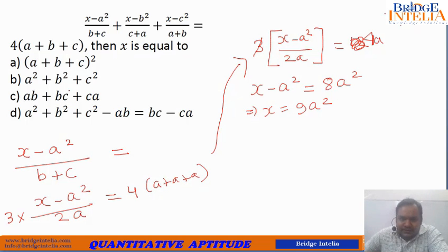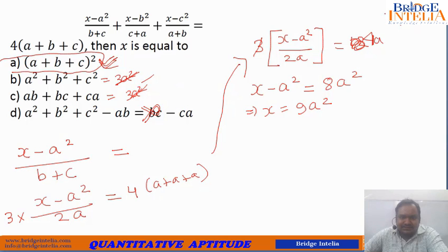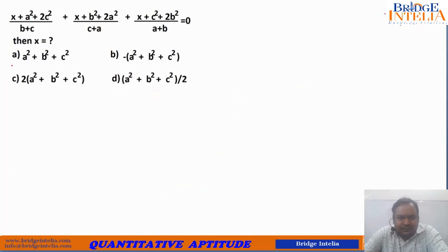So which option seems correct to you? This is 3 square, so cannot be correct. This is again 3 square, cannot be correct. Now this is actually equal to 2 square, so this is also not correct. So this is correct, because this option is actually giving us 9a square: a plus b plus c, that means 3a whole square, is 9a square. So this is the correct answer. Now let's move further.